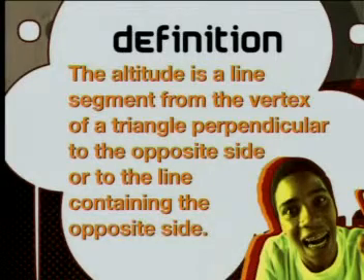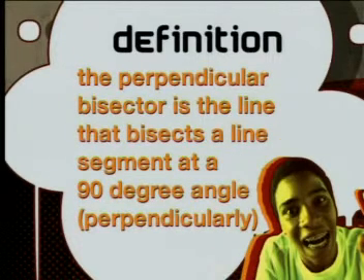A line segment from the vertex of a triangle that intersects the opposite side perpendicularly is called an altitude. A perpendicular bisector is a line that bisects a line segment at a 90-degree angle. So we see that in our equilateral triangle, the lines of symmetry can also be called altitudes and perpendicular bisectors.